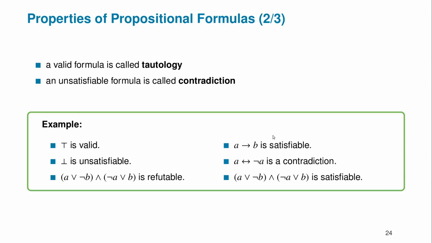A implies B is satisfiable. A is equivalent to not A is a contradiction. This can never be true because A can never have the same value as not A. And the formula which we had here before is not only refutable, but it's also satisfiable.